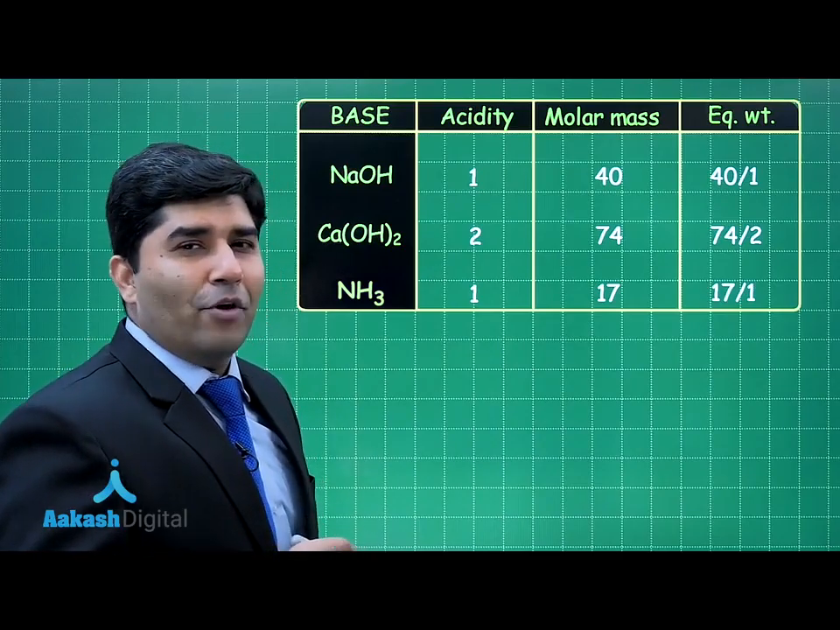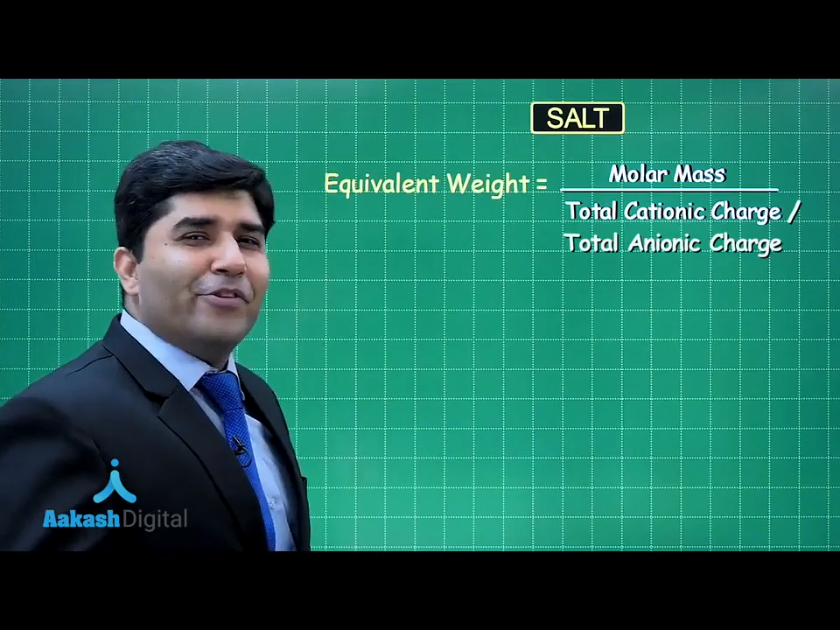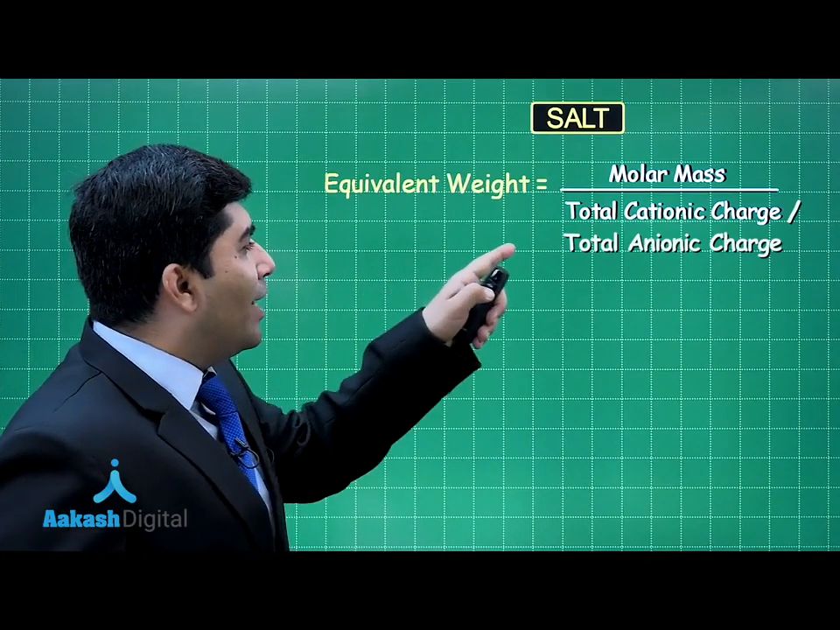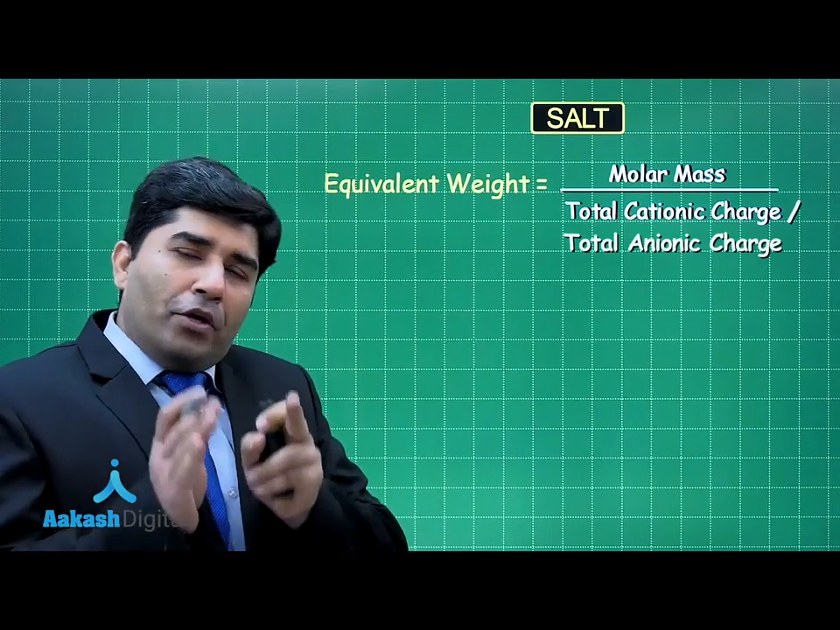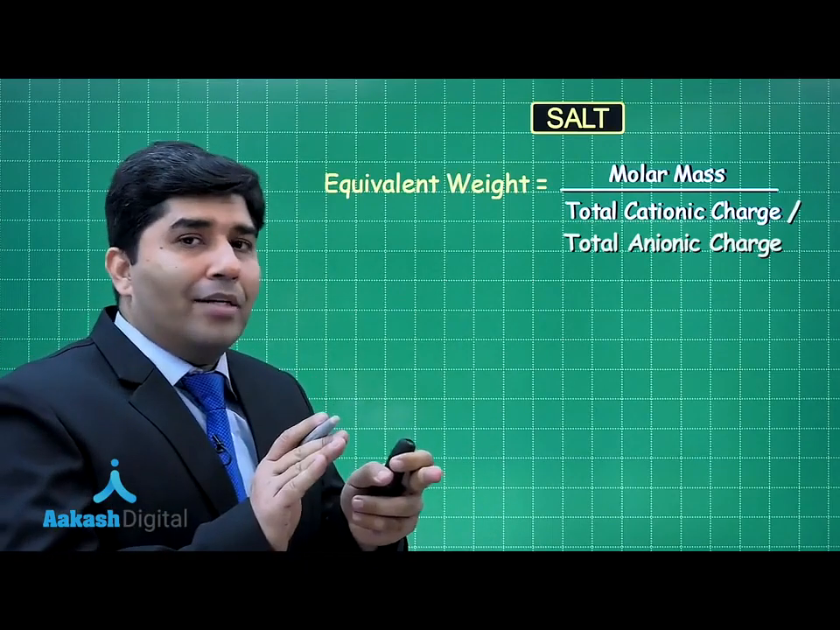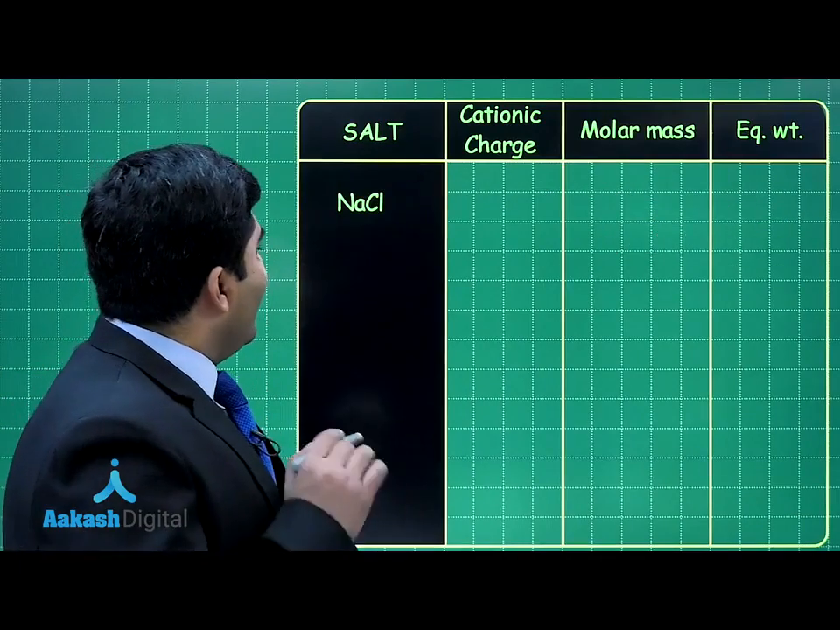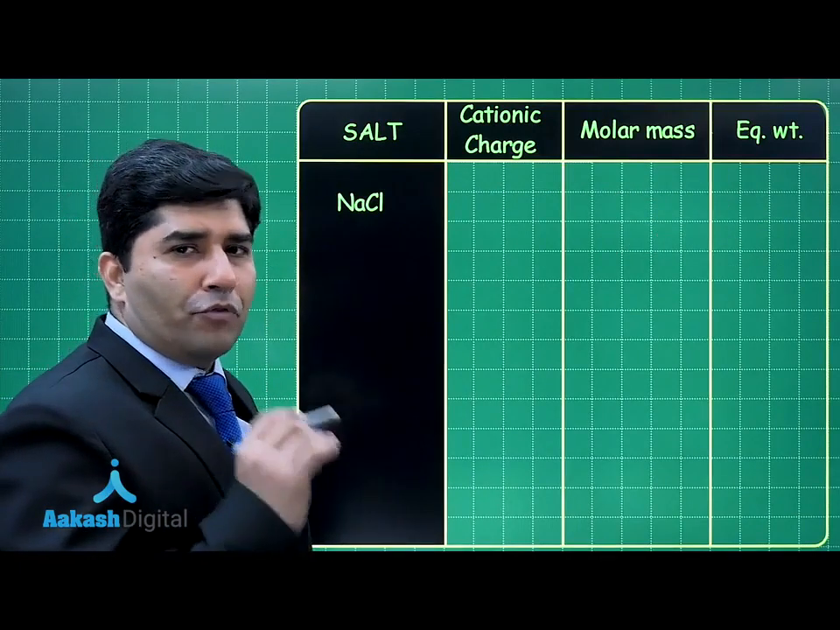Let's take the case of salts. Now, in the case of salt, the equivalent weight will be molar mass upon total cationic charge. Now, you can take total anionic charge also. Let's take some common examples. Now, NaCl is the most common example of salt.